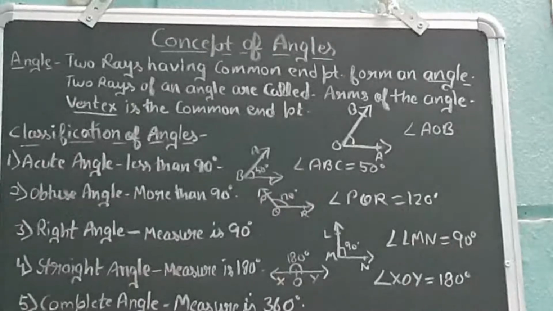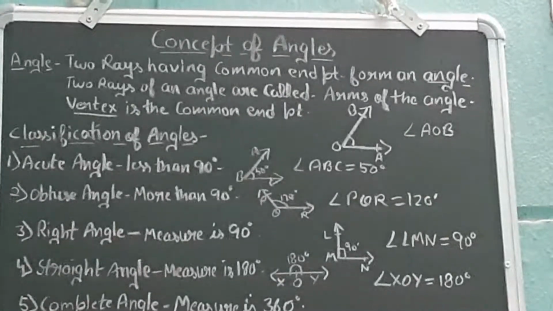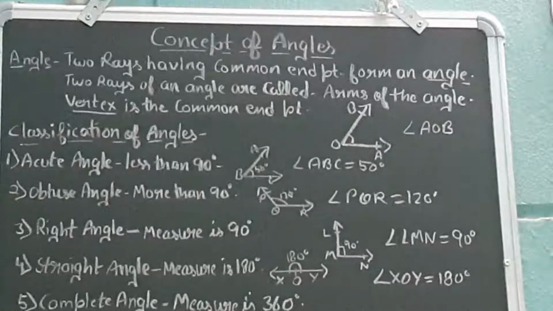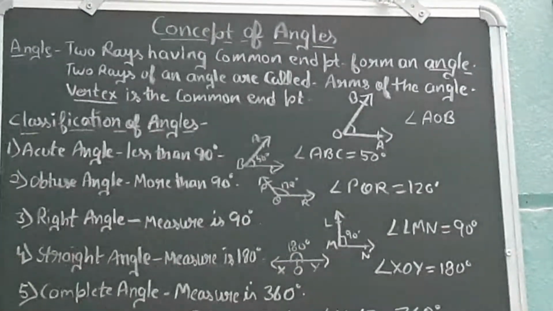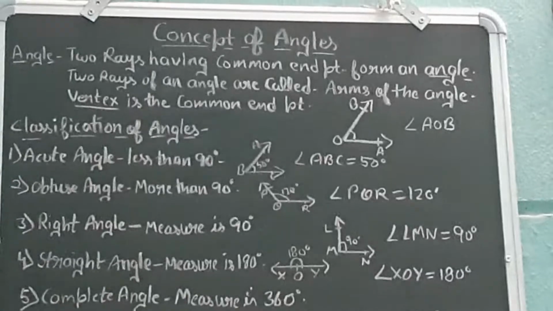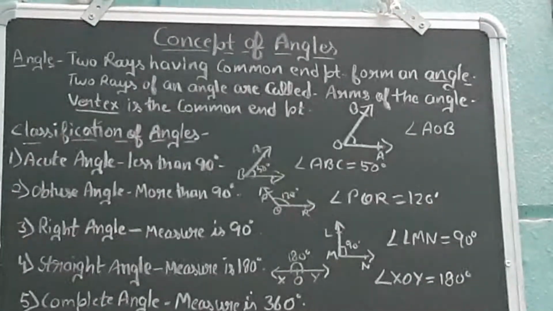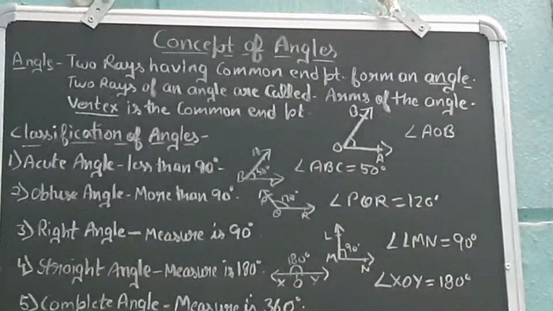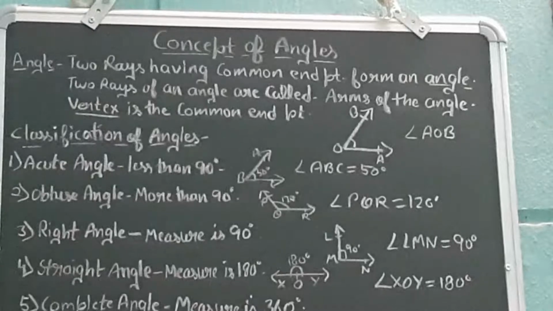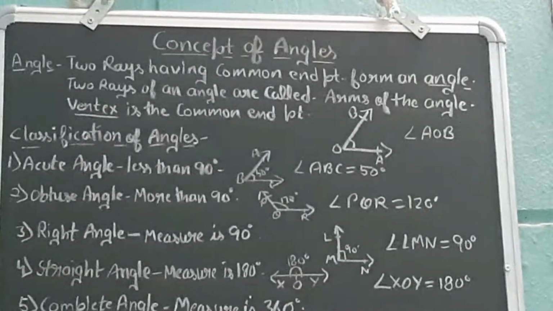Then after that comes the classification of angles, meaning how many types of angles there are. So there are a total of 7 types of angles. First is the acute angle. All those angles whose measurement is less than 90 degrees are called acute angles, and in this figure angle ABC is equal to 50 degrees, meaning this angle is less than 90 degrees, so it is an acute angle.